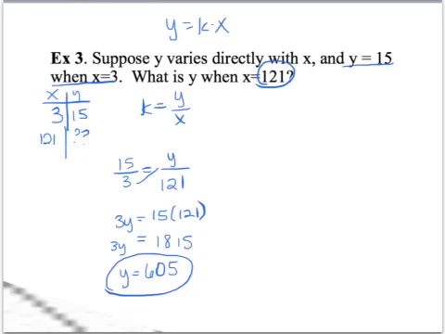And you can check. When y is 15 when x is 3, that's a constant of 5, a k value of 5. And for the next set of points, it should also be 5. Is 605 divided by 121 5? Yes, it is. So I know I've solved it correctly. Okay, for the rest of the problem, you need to go ahead and do number 4, and then see if you can try to do number 5 as well.